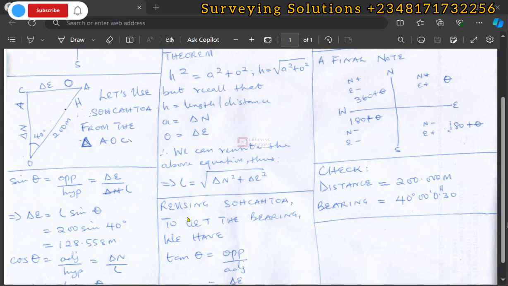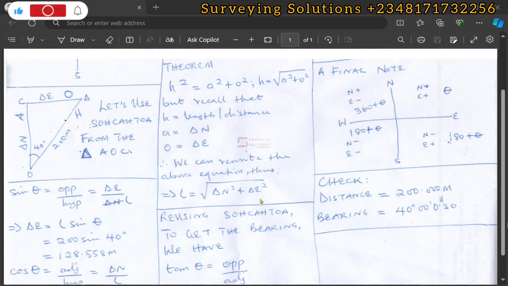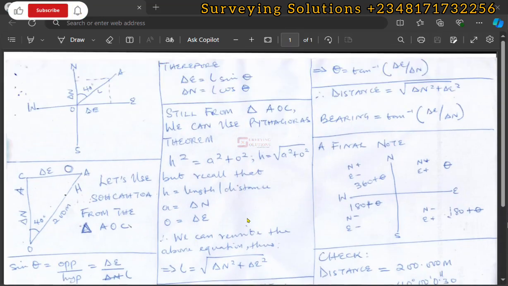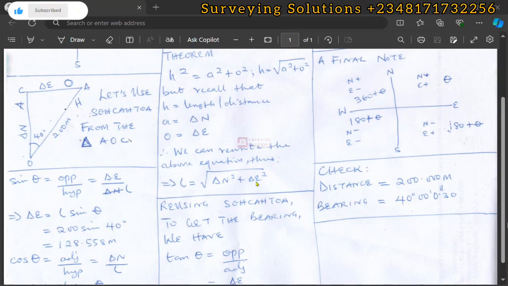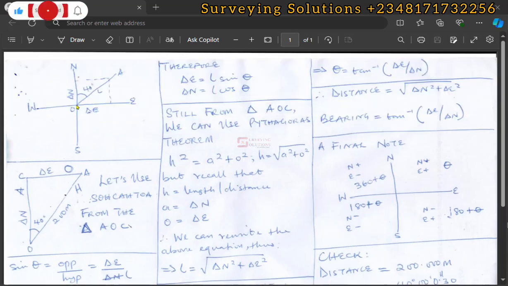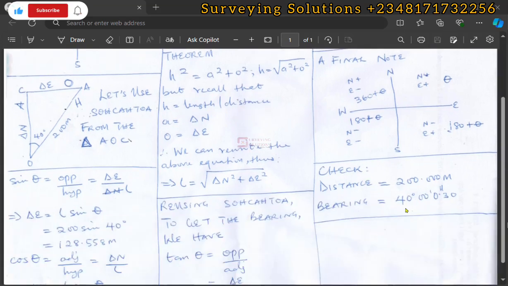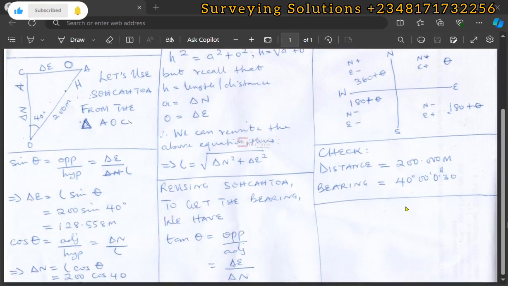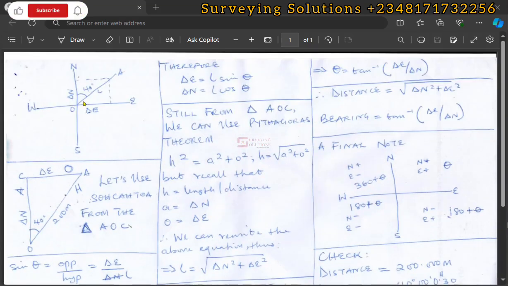Now we shall still reuse our SOHCAHTOA, because this second aspect is when you have been given your delta nothings and your delta instance, and you want to define your distance and your bearing. However, the first scenario was when you have been given your distance and your bearing, and you want to define your delta instance or your delta nothings. So there will be a check somewhere around there, which will help us know if the delta instance and the delta nothings that we got from the distance and bearing can still return the distance and bearing, right?